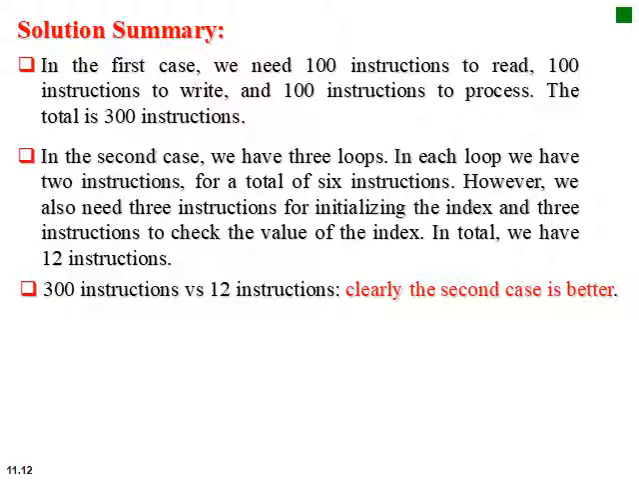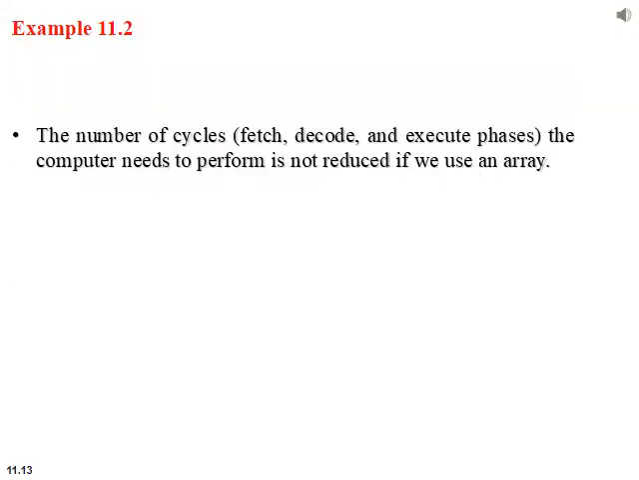So in summary for this solution, we see that in the first case, we need basically 300 instructions, and in the second case, we only need 12 instructions. So we can see 300 instructions versus 12 instructions. Clearly, the second case is actually better for us. We only need to write down 12 instructions instead of 300 different instructions. Let's look at the next example.